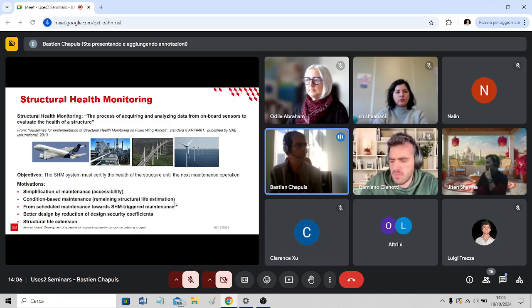You're all aware of structural health monitoring, so I will skip these slides briefly. Just to say that we want to determine the health of the structure until the next maintenance operation. There are different fields of application of SHM. Initially, it was mostly civil engineering and aerospace, but now it's widespread in industry. And there are different technologies that are used to achieve these objectives.